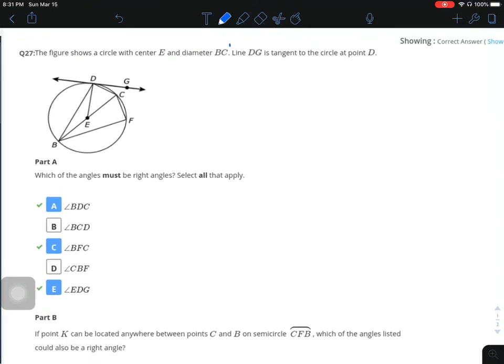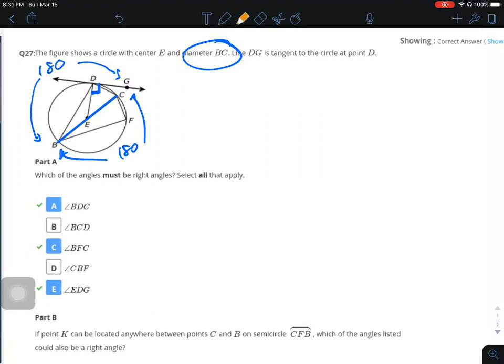It tells us we have a diameter BC. So if that's a diameter, then we have a semicircle over here, and we have a semicircle over here. That's no problem. Line DG is tangent to the circle at point D. That means that this radius intersects that point of tangency at 90 degrees. Which of the following must be right angle? Select all that apply. We get angle BDC.